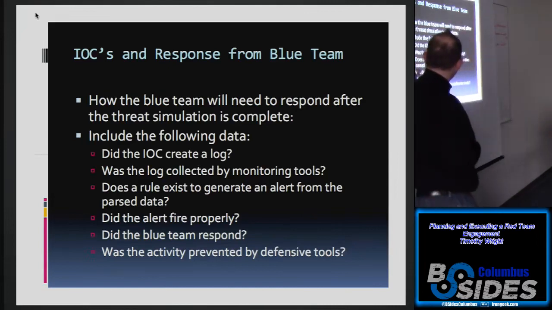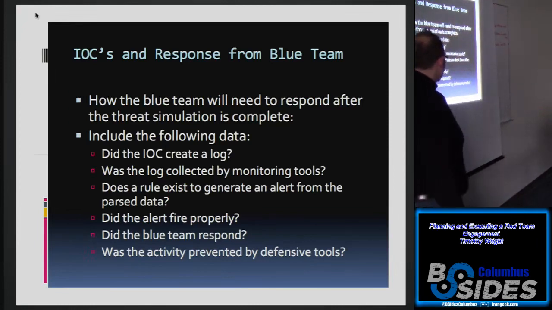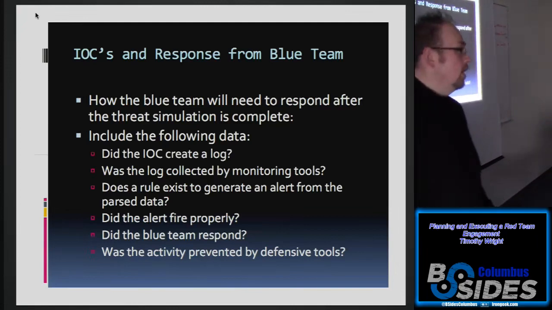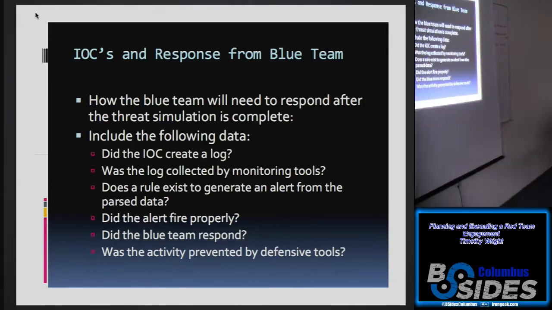There was a rule that existed, and an alert from the parsing data. So the rule existed someplace, and an alarm was fired. And did it fire properly, and did they respond? And what activity was prevented by defensive tools? Right. So did everything work the way it was supposed to? Did the blue team respond, and did anything get blocked?